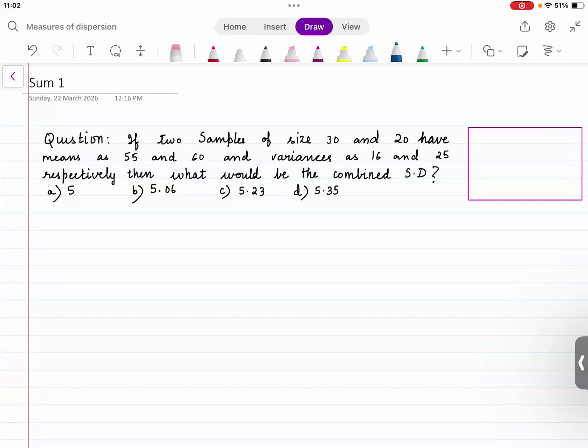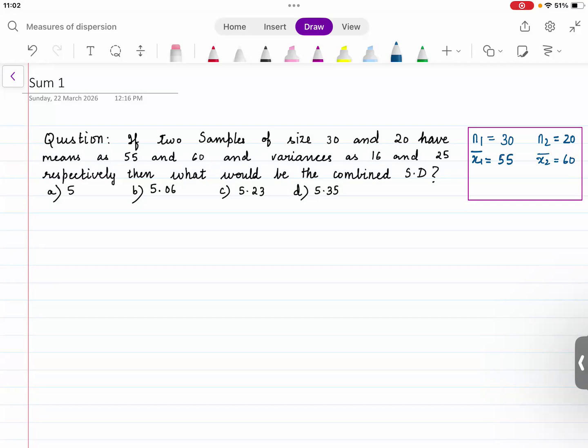The size of the group has been mentioned. What is N1? N1 is 30. What is N2? It is 20. What is the mean of the first group? X1 bar, which is equal to 55. And what is mean of the second group? X2 bar, which is equal to 60.